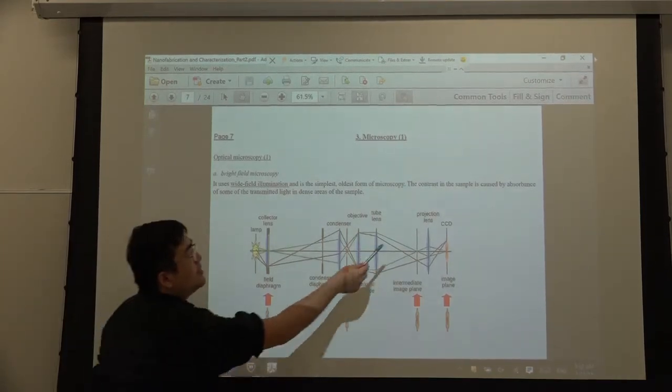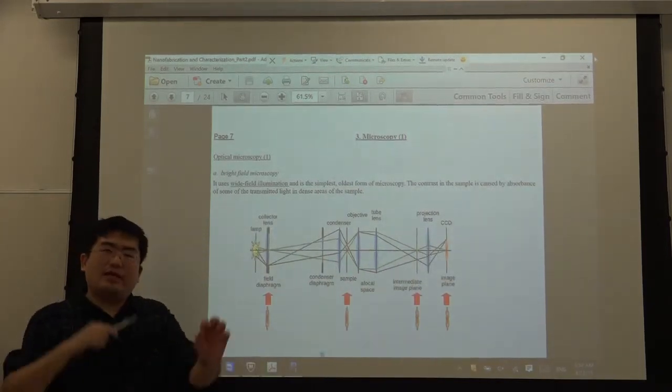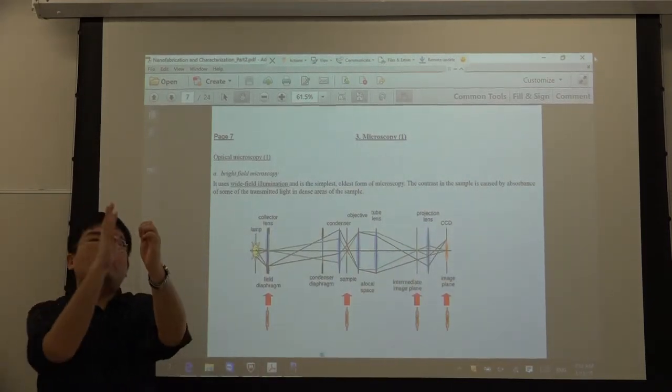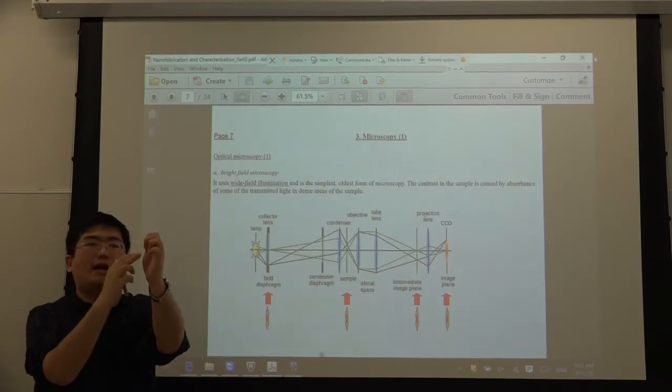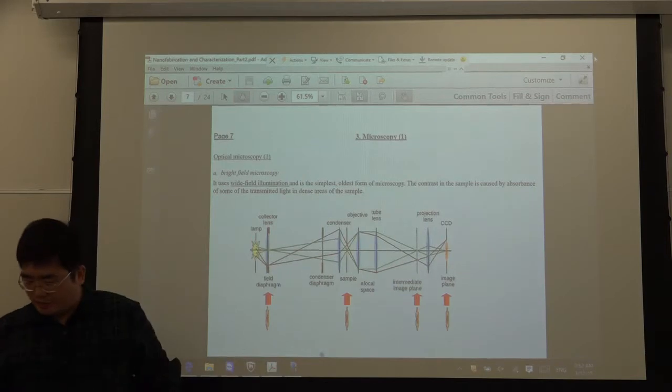A contrast in a sample is caused by the absorption of light. I mean some light. You can see it's the total field. Some field is absorbed by the particle or by this part of the sample. So it's by the absorption.